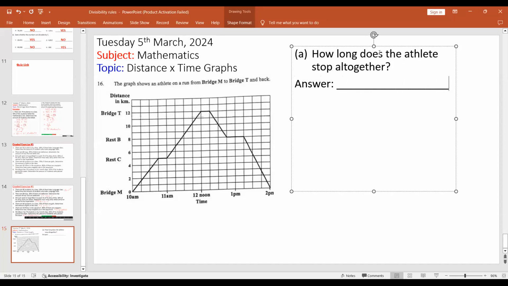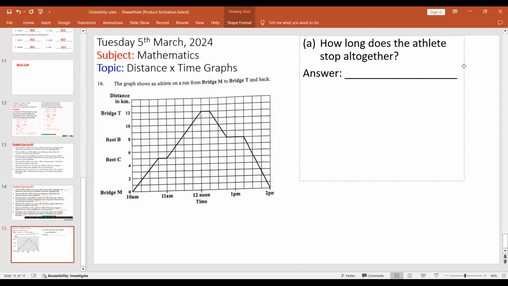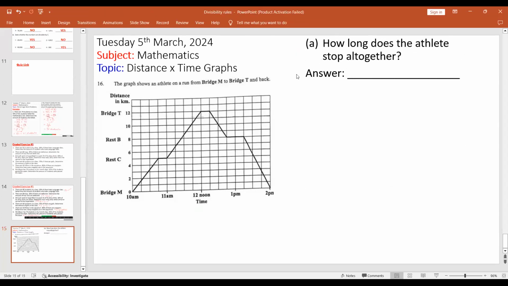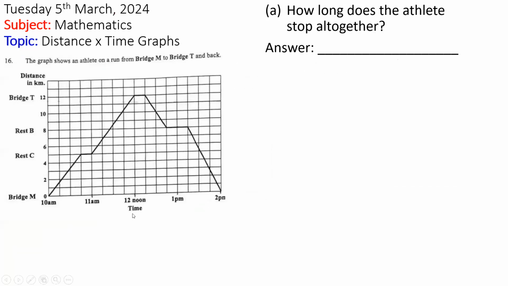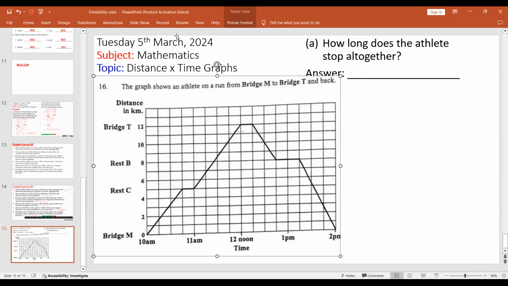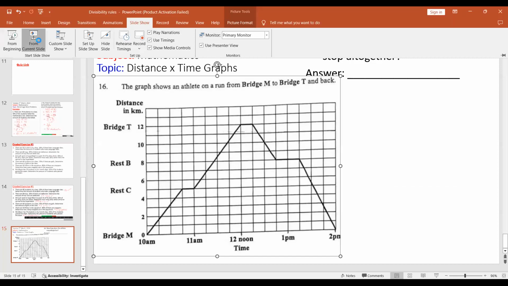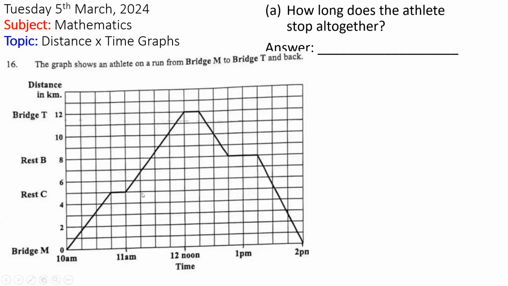That's the first question. So first we have to identify where the athlete stopped. So let's go here. We have to figure out where in the world did this athlete stop. I'm going to make this bigger so you can see what's happening. So let's determine that. The places where the athlete stopped was right here.